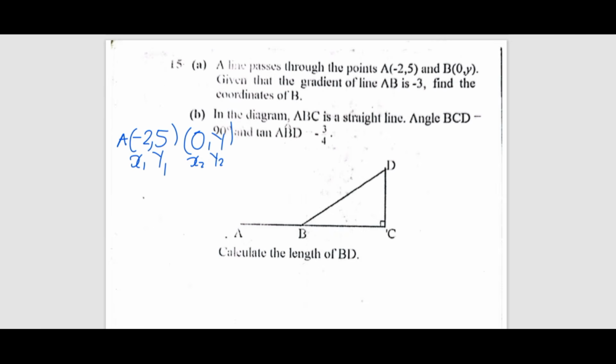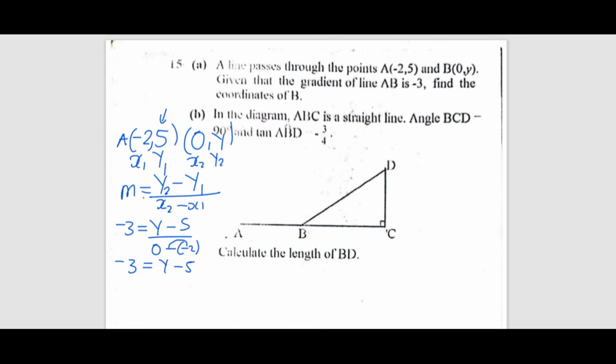So we use the formula. We know that the gradient is equal to y2 minus y1 over x2 minus x1. So the gradient is given, -3 is equal to y2, which is just y, minus y1, which is 5, over x2, which is 0, minus -2. So -3 is equal to y minus 5 over... We know that negative times negative is positive, 2 plus 0 will just get 2.